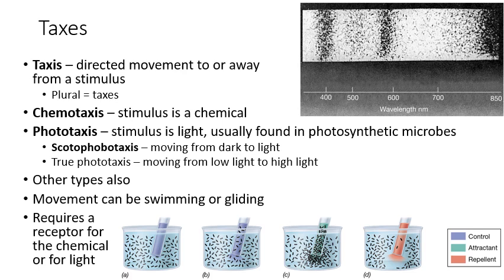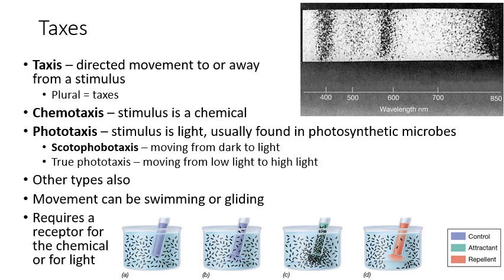In phototaxis, you're moving to or away from light. Usually you would only find that in prokaryotes who are photosynthetic. So they have a use for light, so they would be moving to light. But there's also exceptions, and you can find it in other types of microbes as well. So you have a couple of types of phototaxis. You have scotophobotaxis, which is moving from dark areas to light areas in general, and then you have true phototaxis, which is moving from low light to high light.